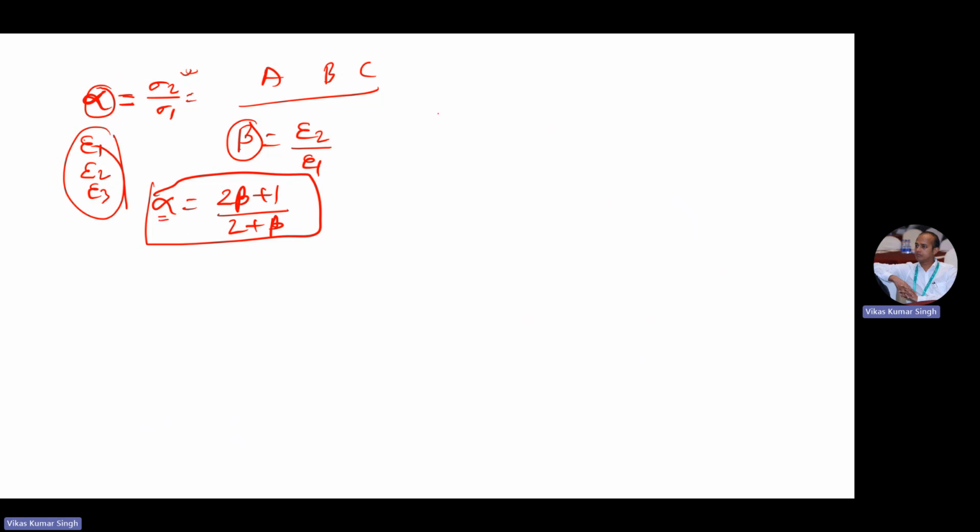So what will be that value? Beta in the first case, I will solve the first one. In the first case, it is given this condition, equal biaxial stretching. In this case, beta will be 1. So in this case, alpha will be what? 2 into 1 plus 1 divided by 2 plus 1. So this value will be 1. So alpha equal to 1.